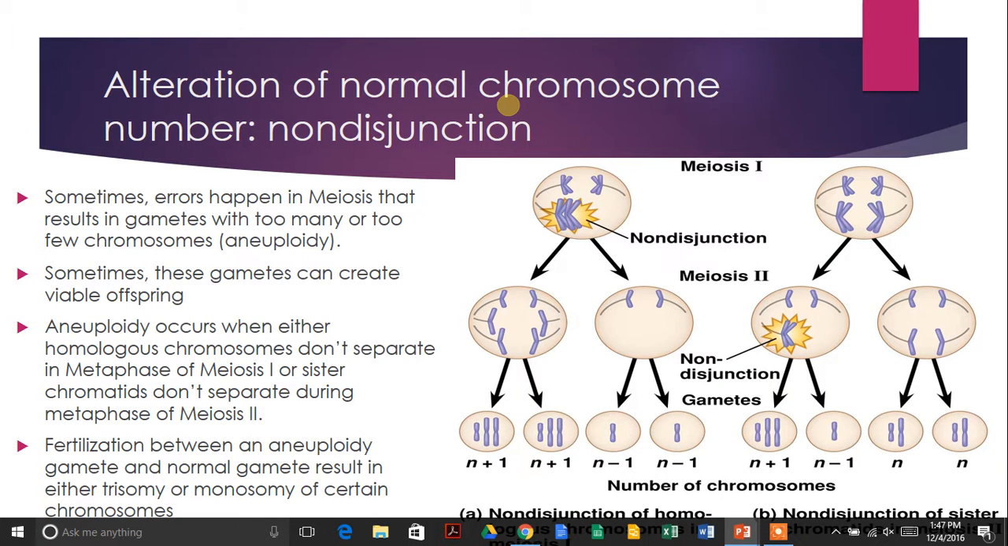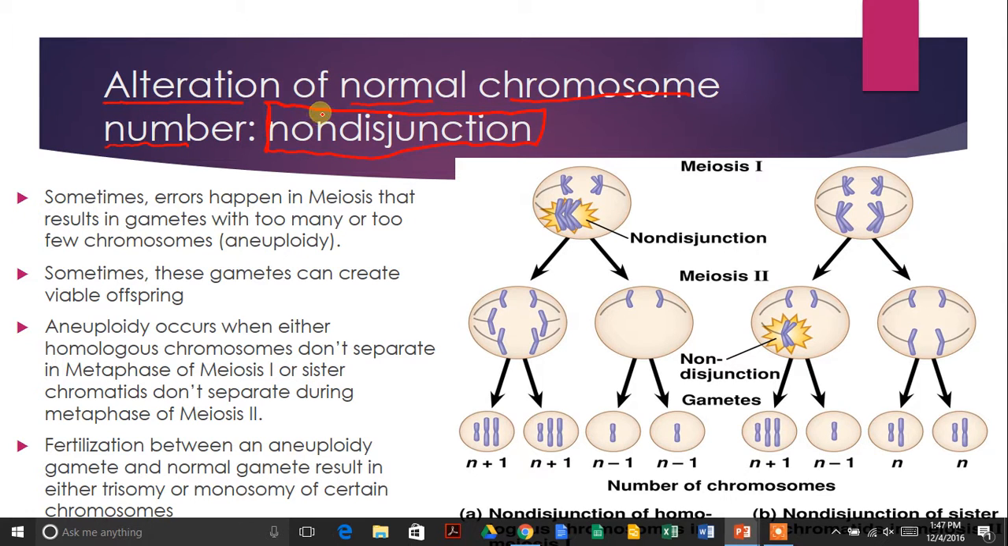So, one type of chromosomal mutation is alteration of normal chromosome number, and that happens through nondisjunction. One type of chromosomal mutation that can occur is if you have too many or too few chromosomes. For example, if humans normally have 46, they might have 45 or 47, 44 or 48, too few or too many chromosomes.